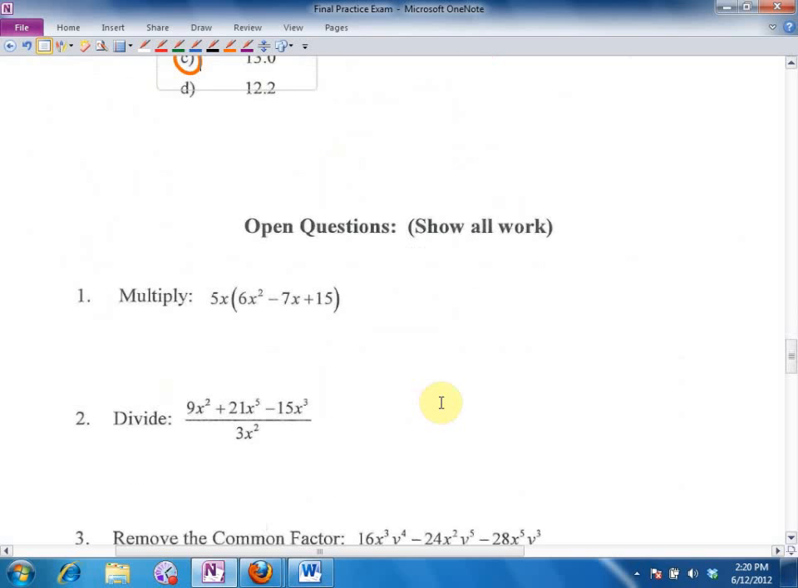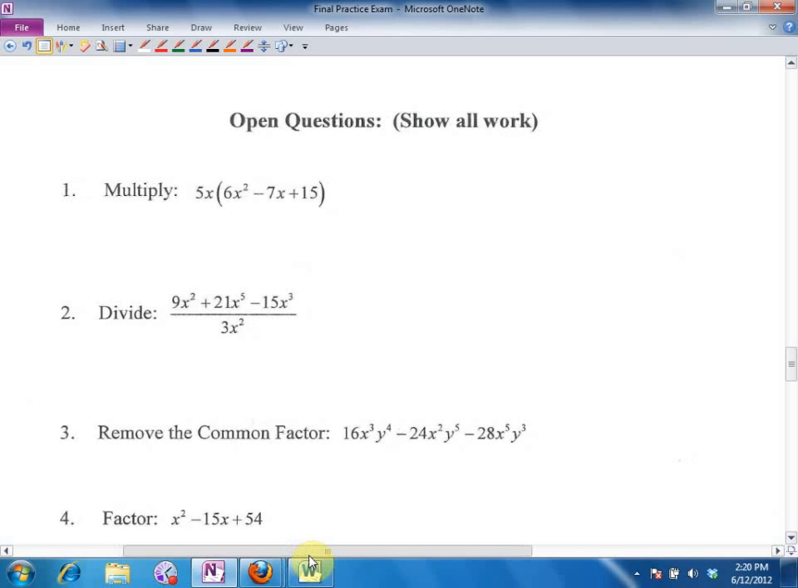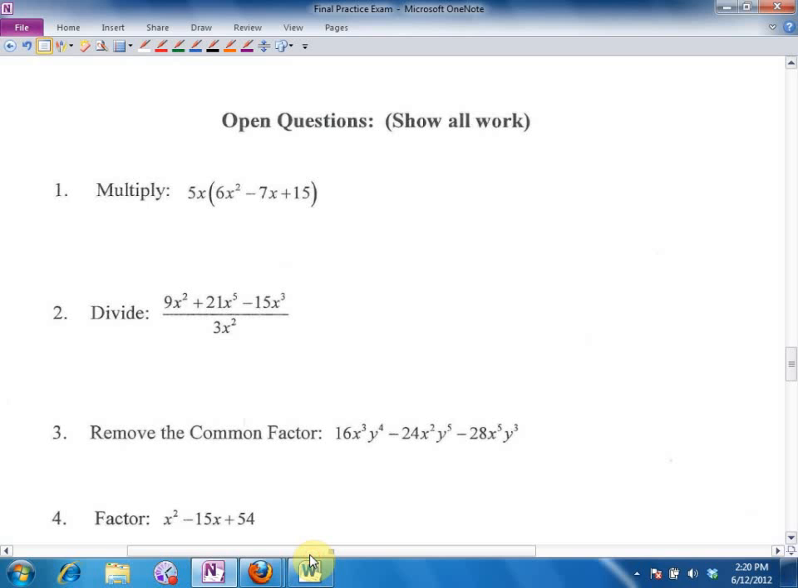Good. Which brings us to the open questions. These ones on the test, you must show your work if you want to get full marks. A correct answer will give you a part mark, but showing your work will give you full marks. Okay, good.